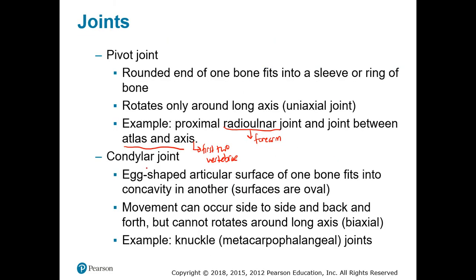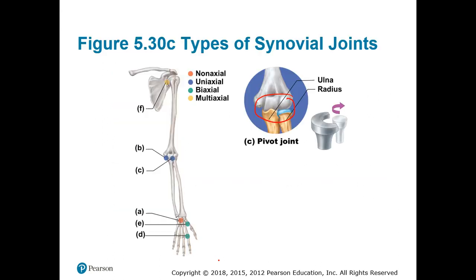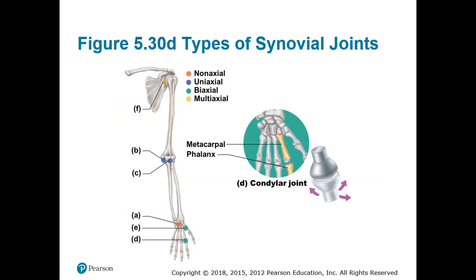Then we can talk about condylar joint. This is an egg-shaped surface of one bone that fits into a little oval-shaped concave of another. Movement can occur side to side and back and forth, but it cannot rotate around a long axis or spin, so it's considered biaxial. Your knuckles are very good examples of these. Here are your knuckle joints. This is a knuckle in your finger. You fit it in there, and you can move it up and down, left to right.